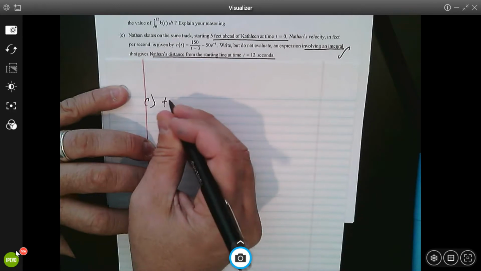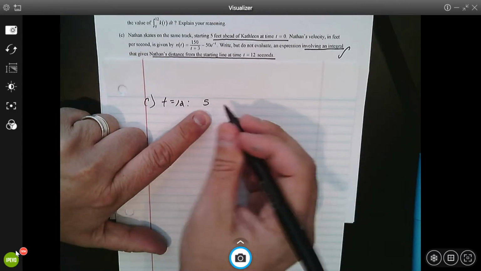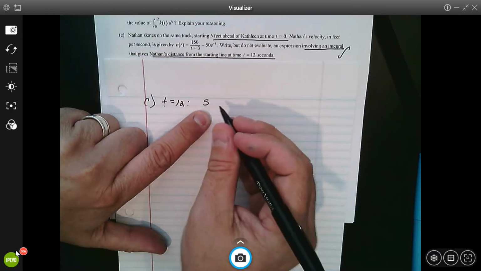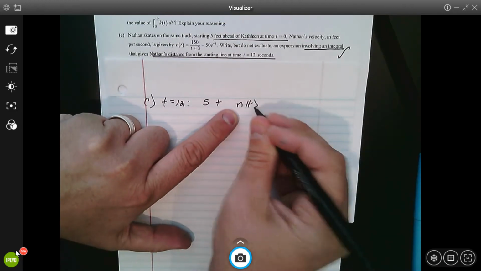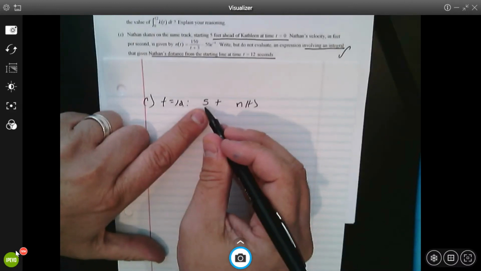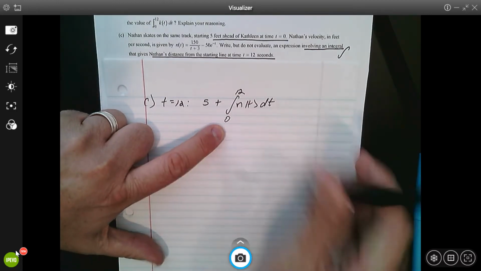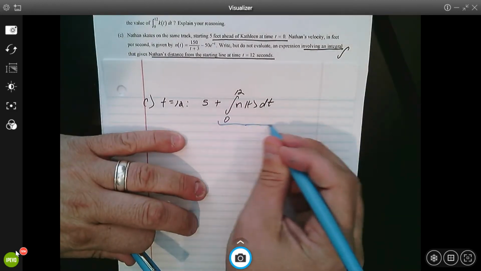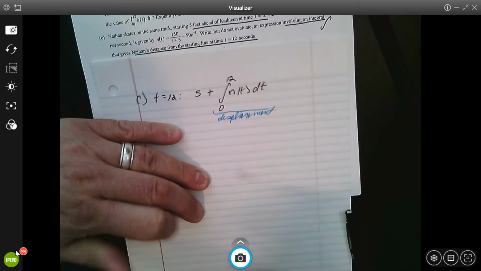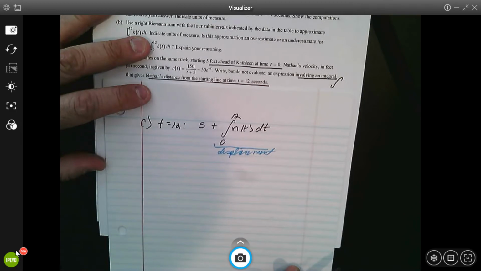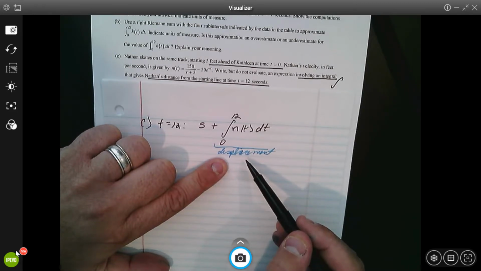Well, let's think about this. At time t equals 12, what's going on? We know that he's already 5 feet ahead of Kathleen, and now we've got to consider his velocity. We know n of t represents his velocity, but this is a location. I know that if I integrate the velocity from 0 to 12 of n of t dt, this will give me his displacement from t equals 0 to t equals 12. Displacement, of course, is change in position.